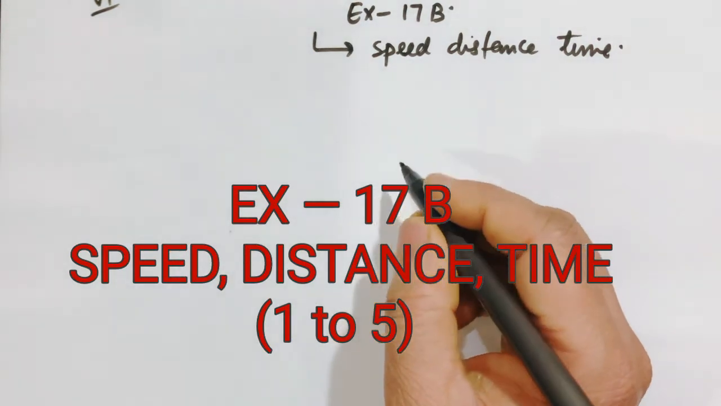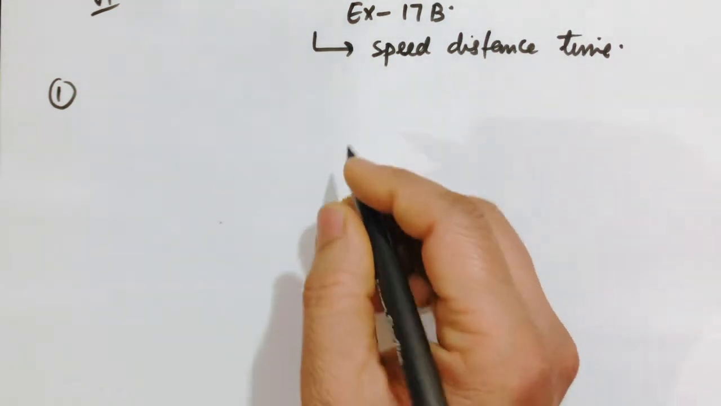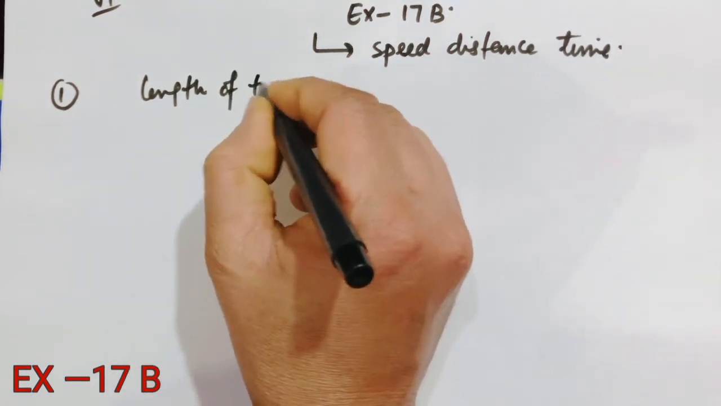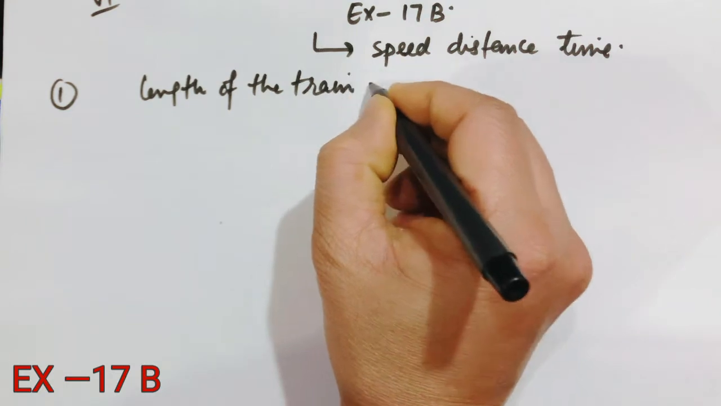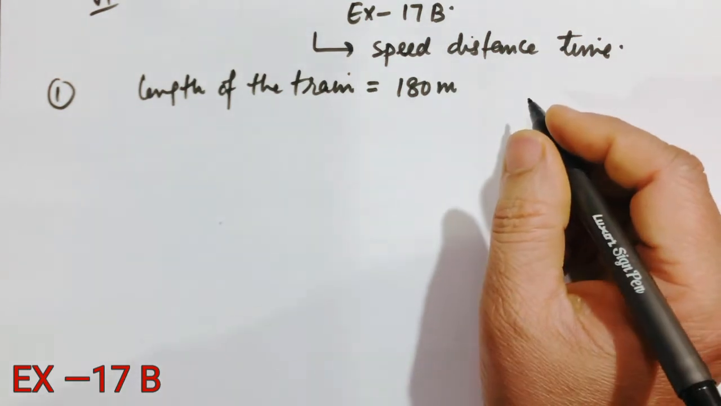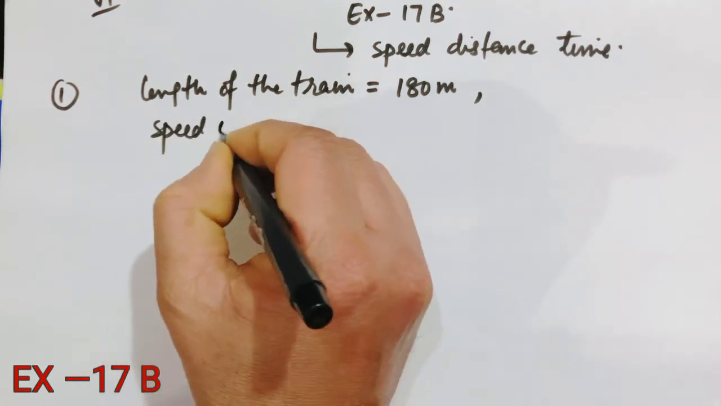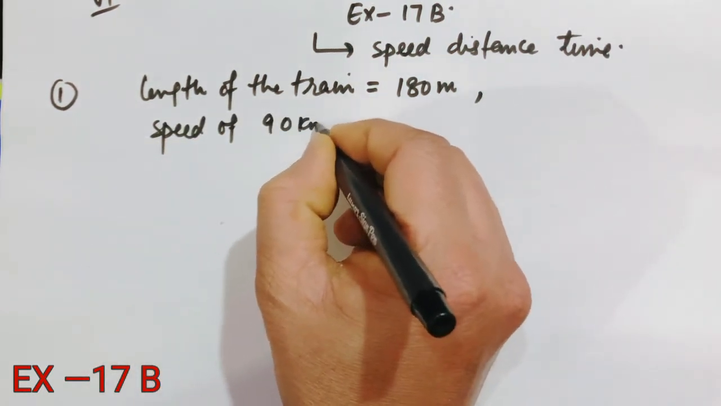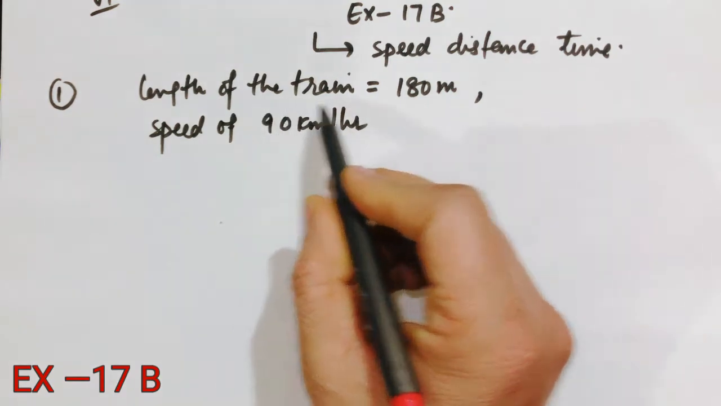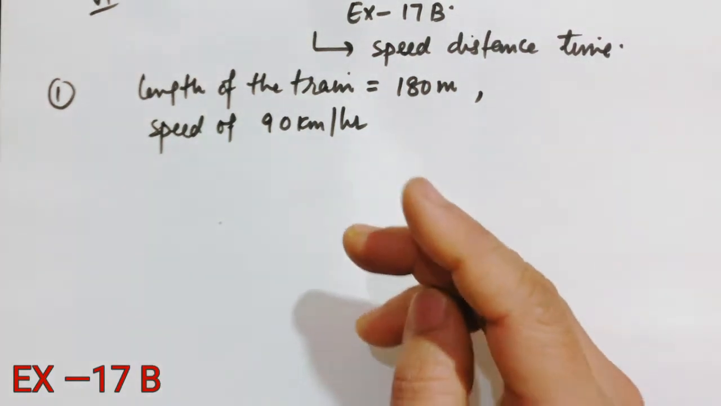Speed, distance, time. And here we have number 1, which says that a train 180 meter long. So the length of the train is given as how much? 180 meter. Very good. And it's running at a speed of 90 kilometer per hour. They have given you the length in meters and the speed in kilometer per hour. Just wait for a minute.